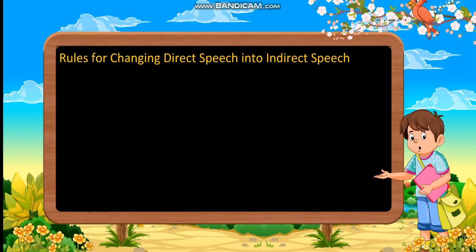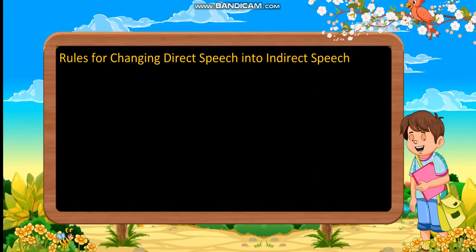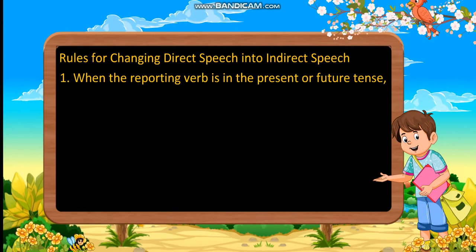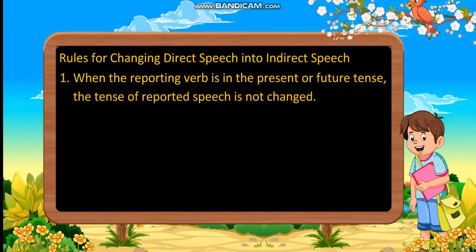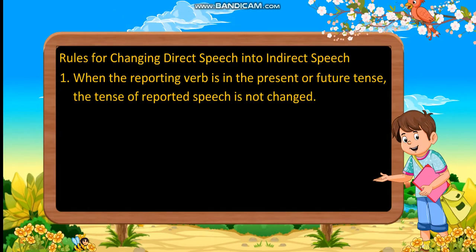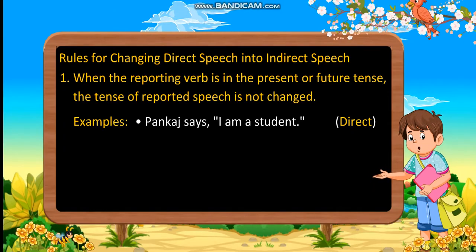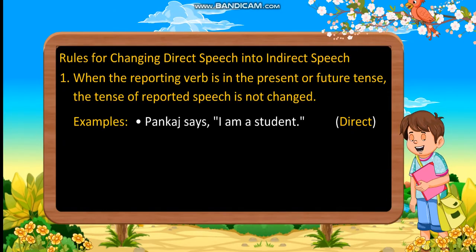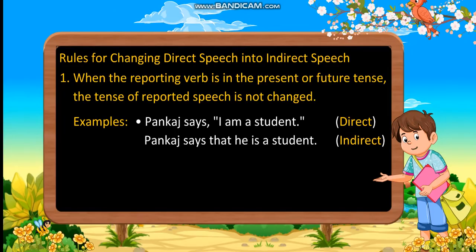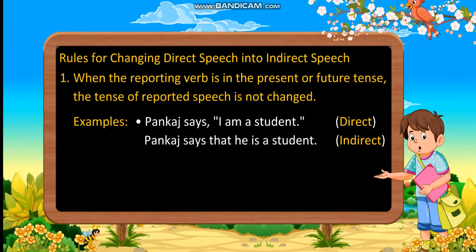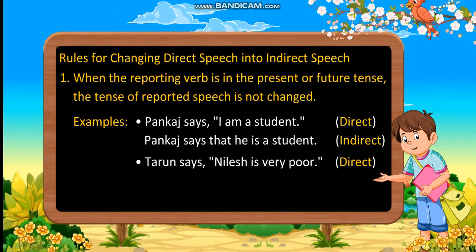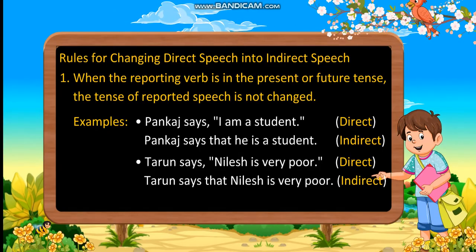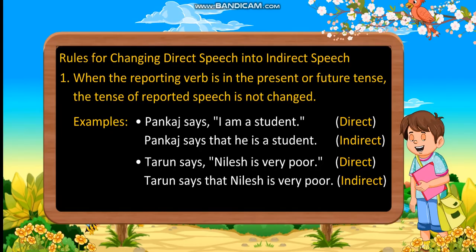Rules for changing direct speech into indirect speech. First, when the reporting verb is in the present or future tense, the tense of reported speech is not changed. Example: Pankaj says, "I am a student." Direct. Pankaj says that he is a student. Indirect. Tarun says, "Nilesh is very poor." Direct. Tarun says that Nilesh is very poor.